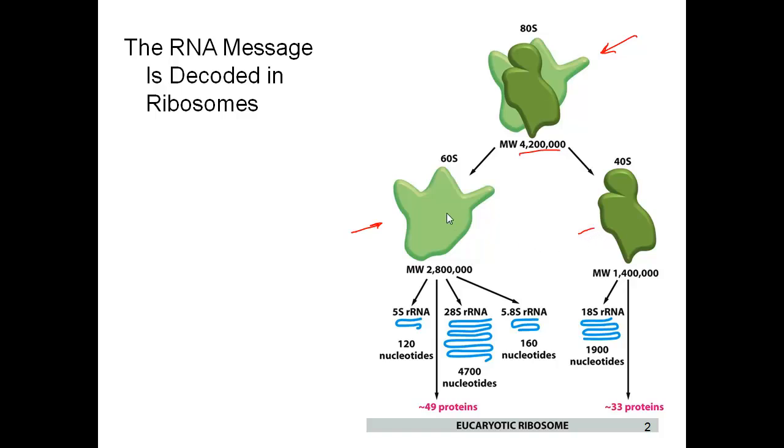The sizes are characterized by their sedimentation rate. As you can see, it's not a linear property. S stands for Svedbergs, by the way. The large subunit is comprised of approximately 49 proteins and 3 ribosomal RNA molecules. The small subunit is made up of 33 proteins and a single RNA molecule. And the mass contribution to the final weight is approximately equal between the proteins and the ribosomal RNA molecules.